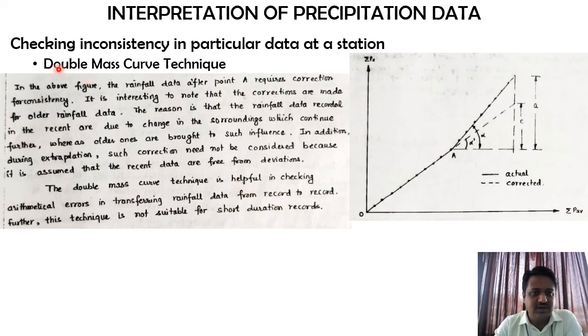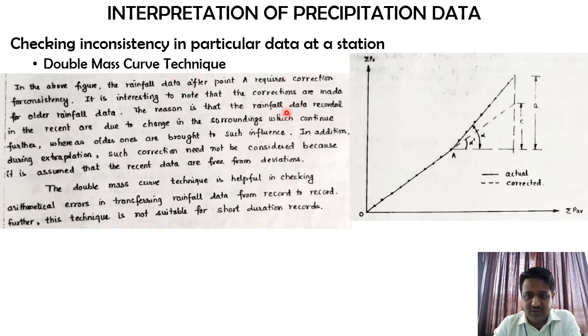Okay, so continuing with the double mass curve technique. In the previous slide we have seen the reasons why this inconsistency may arise in a rain gauge station. Apart from that, we have also learned how we need to go ahead with the double mass curve technique.